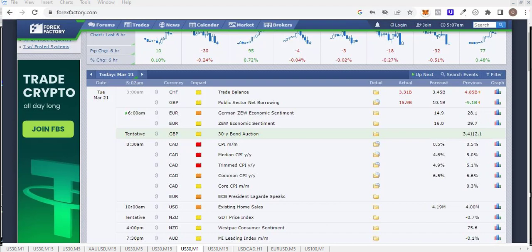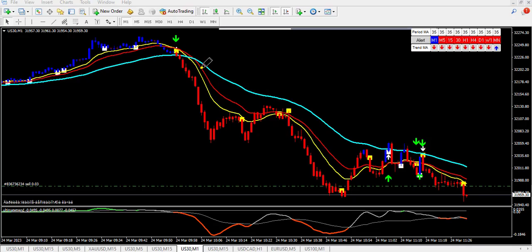Now, this is how to use this particular strategy. Before you place any trade, make sure that these 2 moving averages, the red and the yellow, cross below the aqua color indicator. It must be below. And then number 2, we must have this yellow box here, either before or on the spot.